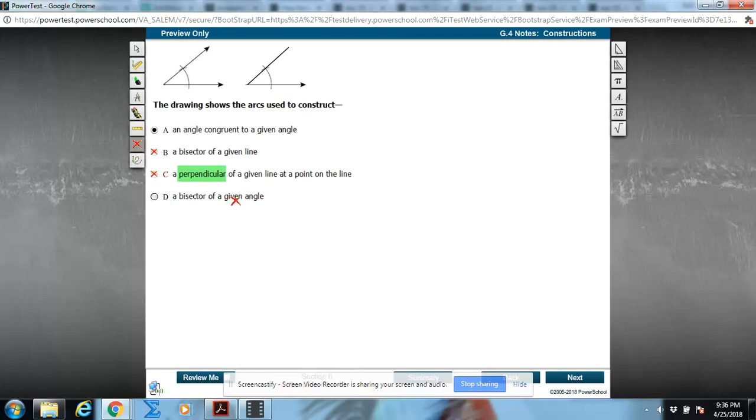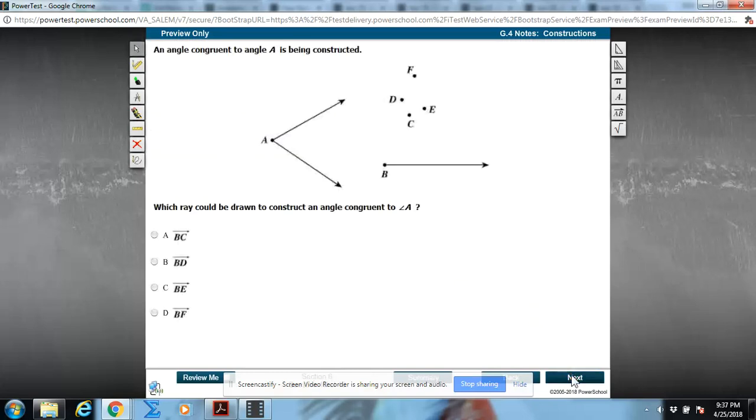And a bisector of a given angle. If we were constructing a bisector, we would have to be cutting this angle in half. So that one's out as well. I like these style of questions because they're really just making sure you understand your vocabulary and making sure you understand what you are drawing.